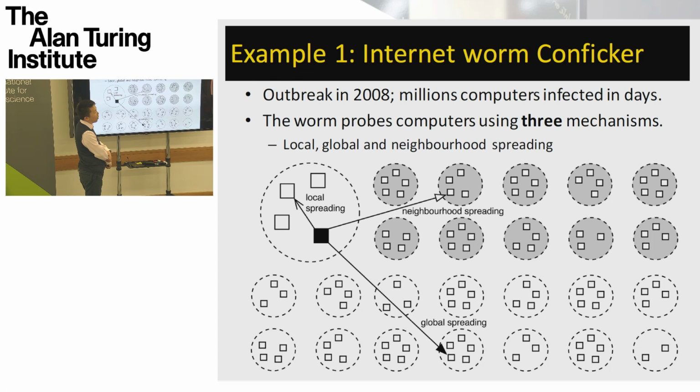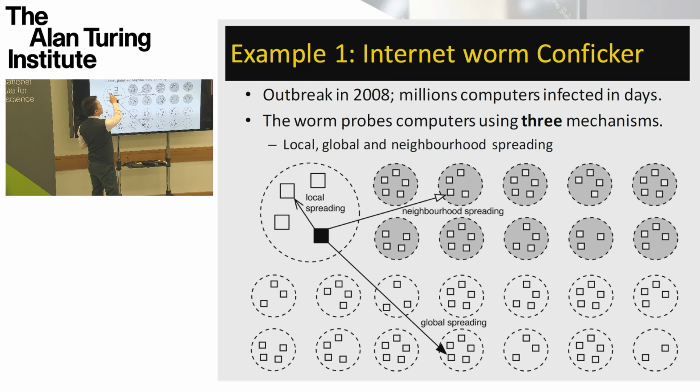This Conficker worm appeared first in 2008. In just a few days, millions of computers got infected. That was one of the most infectious worms ever reported. And it's different because it has 3 spreading mechanisms. Suppose a computer is infected, it will probe 20 computers every minute, say, yes? And it doesn't use the same way to choose which computer to probe. It will use 3 different strategies.